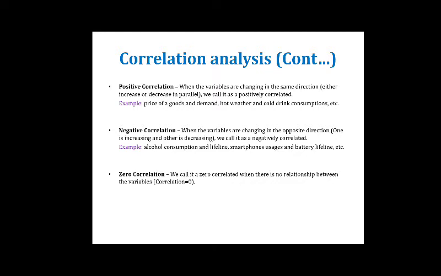The third type is zero correlation. When two variables are not correlated, means there is no relationship between those variables, we say that the correlation is zero. What is the example of that? For example, HR recruitment and the temperature. There is no relationship between the temperature and the recruitment done by the HR. So these are the types of correlation we have: positive correlation, negative correlation, and zero correlation.